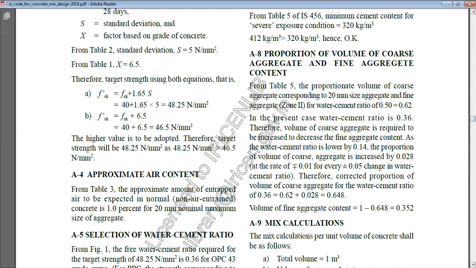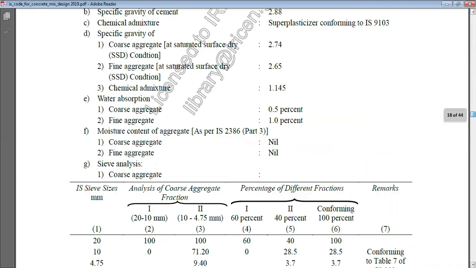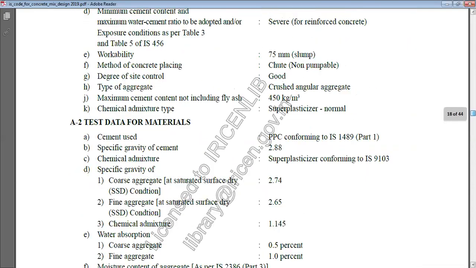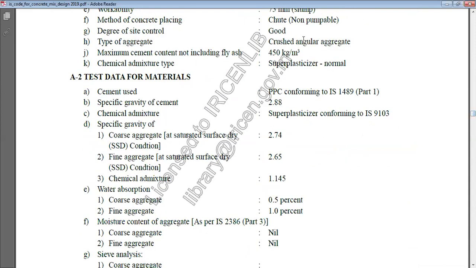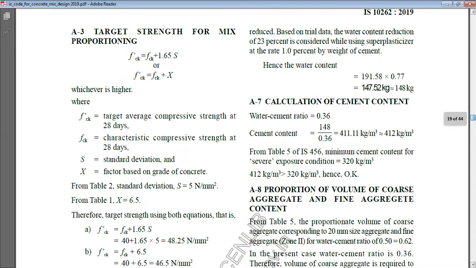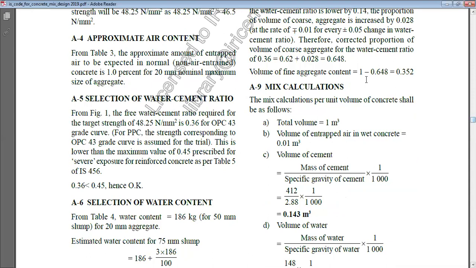In the given problem, the concrete is given as non-pumpable. If it is non-pumpable, whatever volume you got, you can keep it as it is. If it is pumpable, you need to decrease this value by 10%. That's the difference between pumpable and non-pumpable concrete. Here it is non-pumpable, so we keep this value as it is. This is what you calculated for the coarse aggregate.